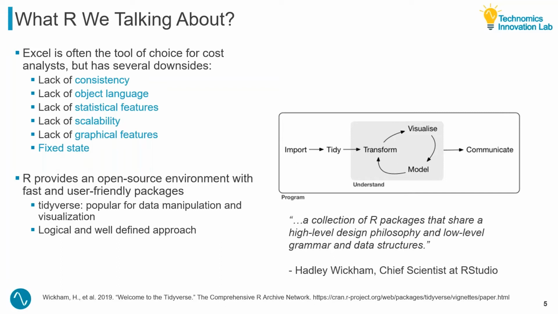There's a lack of statistical features as well. Modeling is pretty limited. Anything more robust than a simple linear regression for a cost estimate can only really be accomplished through either a power user or Excel add-ins. There's a lack of scalability. As we all know, Excel does have a clear limit. It can only hold a certain amount of data. So when discussing larger data sets, such as the FlexFile, this can really become an issue. The lack of graphical features: visuals are pretty static, there's not a very reproducible nature to them, and it's difficult to use them on other data sets. And finally, it operates on a fixed state, simply meaning Excel cannot handle vector inputs. One cell can only hold one value.